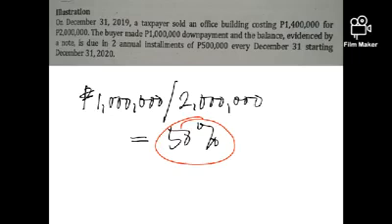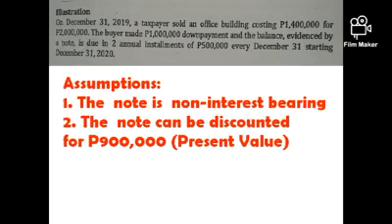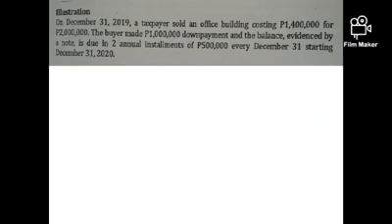exceed 25%. In this case, we're going to assume that the note mentioned here in the illustration is a non-interest bearing but can be discounted at the local bank for 900,000 pesos. And since this is a non-interest bearing note, we're going to use the deferred payment method. Under the deferred payment method, the gross income will be computed as follows.